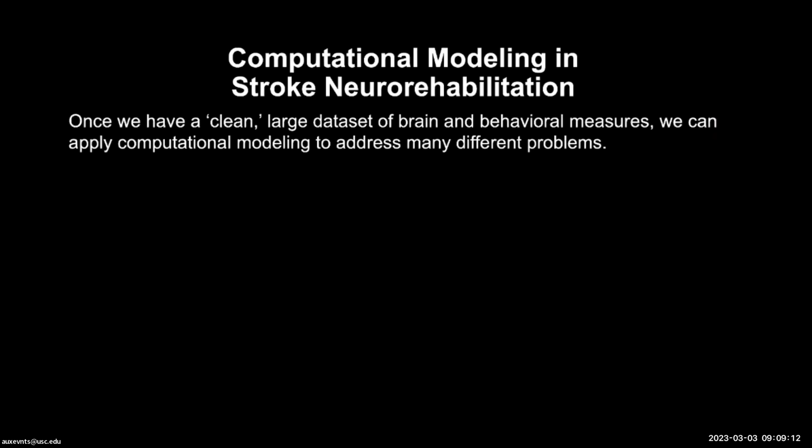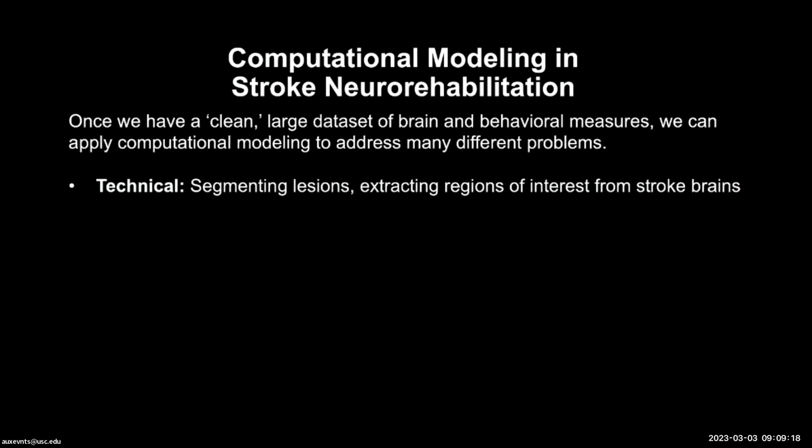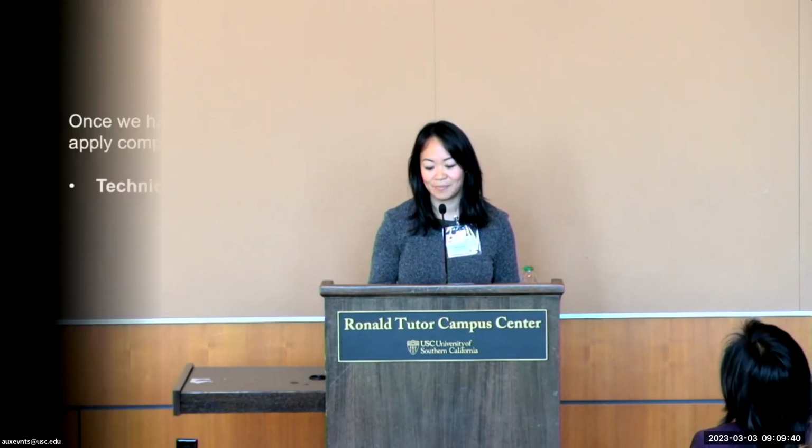However, once we have that clean data set, then we can start to apply computational modeling to address many different problems. I categorize them as technical, so things like segmenting lesions with automated methods using computer vision, extracting regions of interest from stroke brains. These are things that we have to do because we have so much data, we can't necessarily do it manually, but once we've done it, we hope that it benefits people with big data or small data. These methods should ideally benefit anyone with any size data.